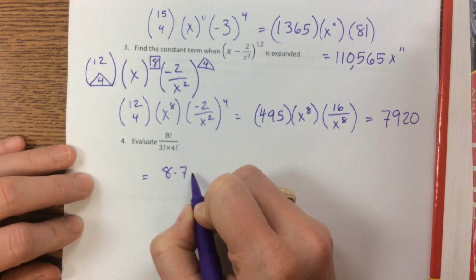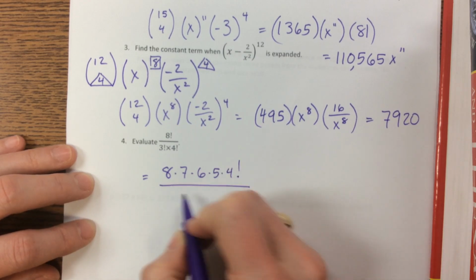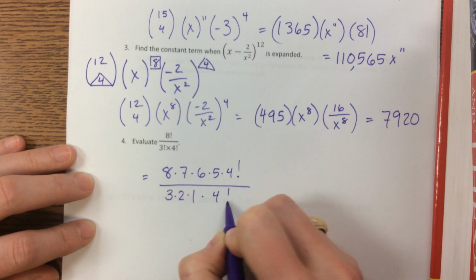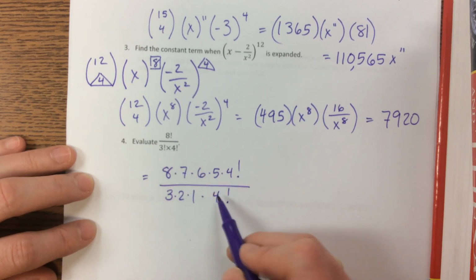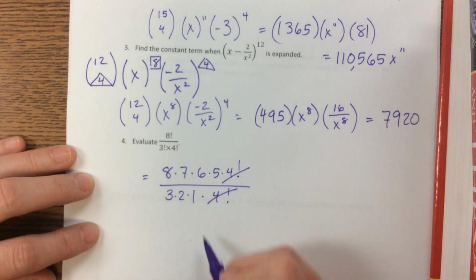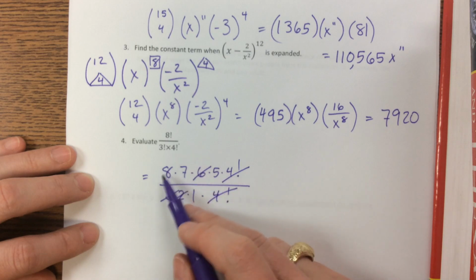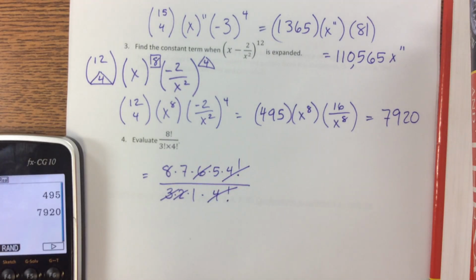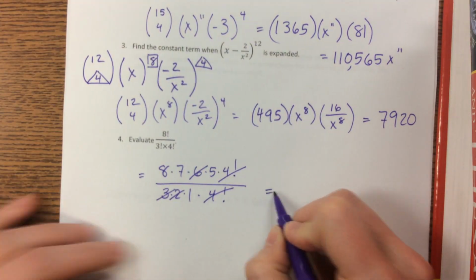So this would be 8 times 7 times 6 times 5 times 4 factorial over 3 times 2 times 1 times 4 factorial. And there's a reason I didn't keep going from here, because I saw this 4 factorial and I figured, well, all of that cancels. And then 3 times 2 is 6. So now I need 8 times 7 times 5, and I get 280 for this particular problem.